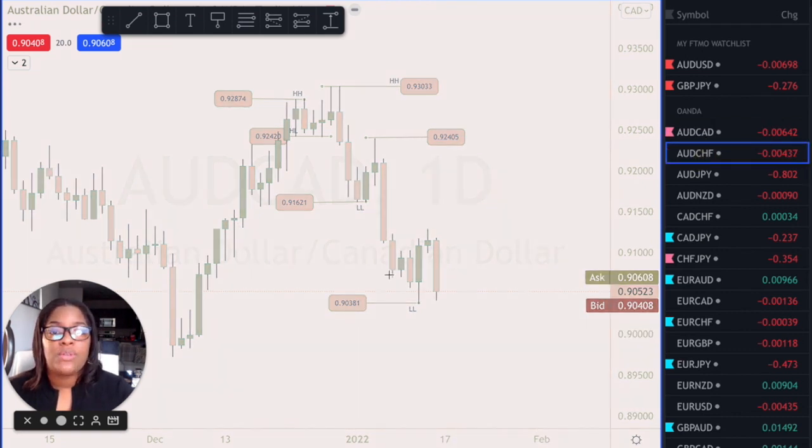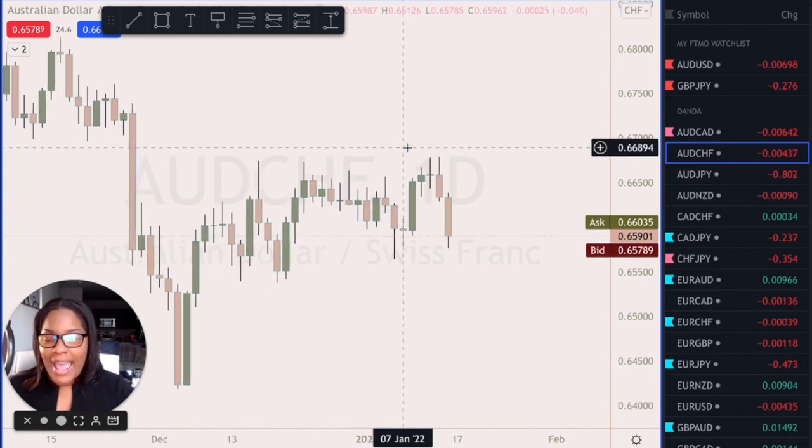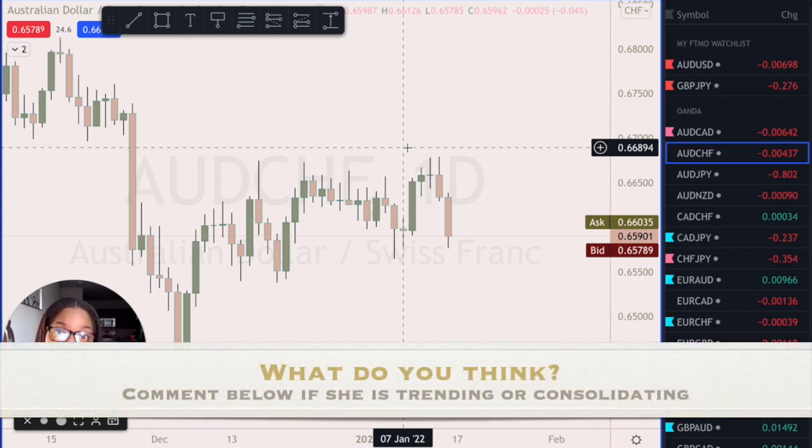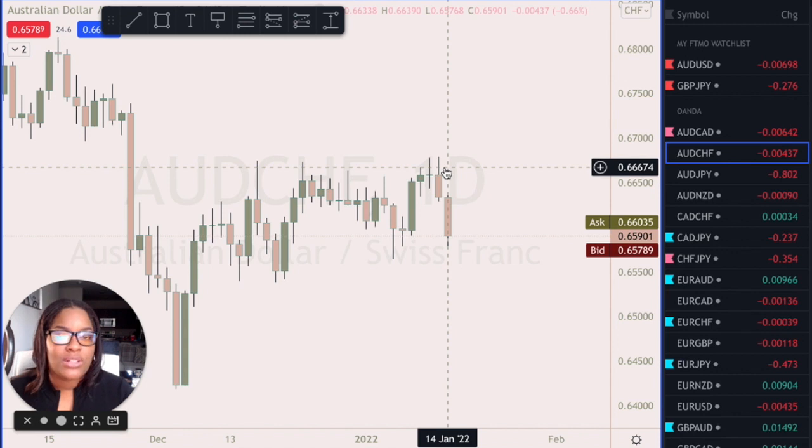Let's go to AUD Swiss. Now, AUD Swiss, this is a really good one. Okay, now I want you guys to pay attention. If I were to ask you what's going on with this currency pair at this moment, what would you say? What is her condition? Is she trending? Is she ranging, AKA consolidating? Most of you guys would probably say consolidating, but I'm going to challenge you to look a little bit closer.